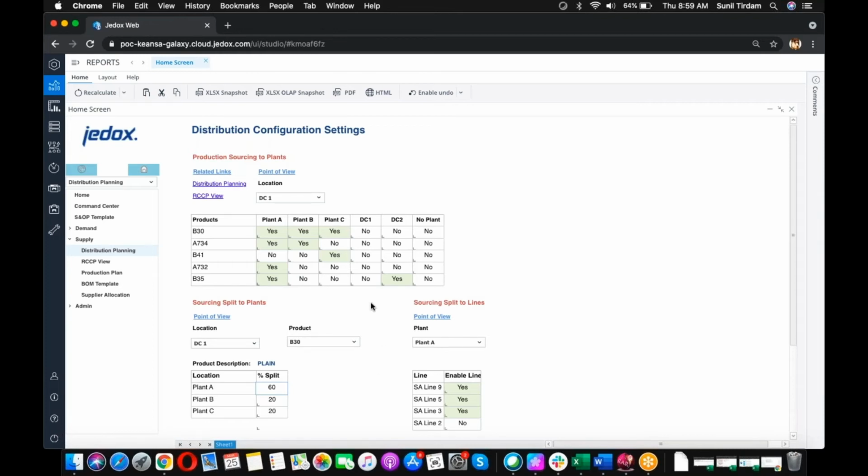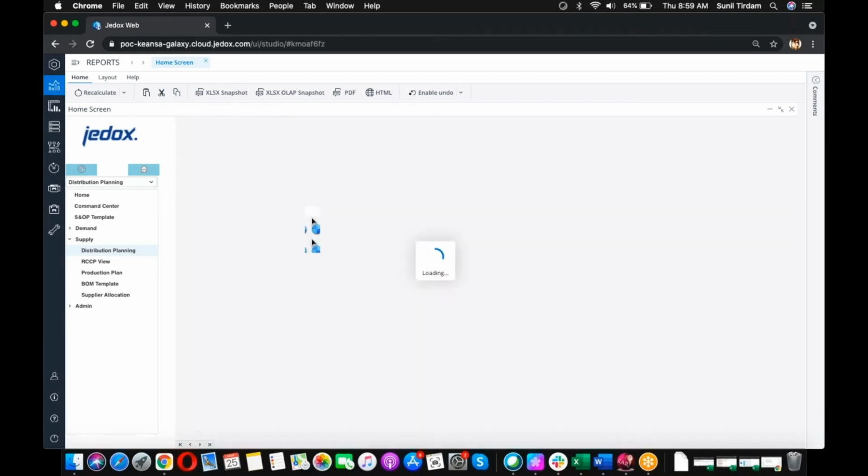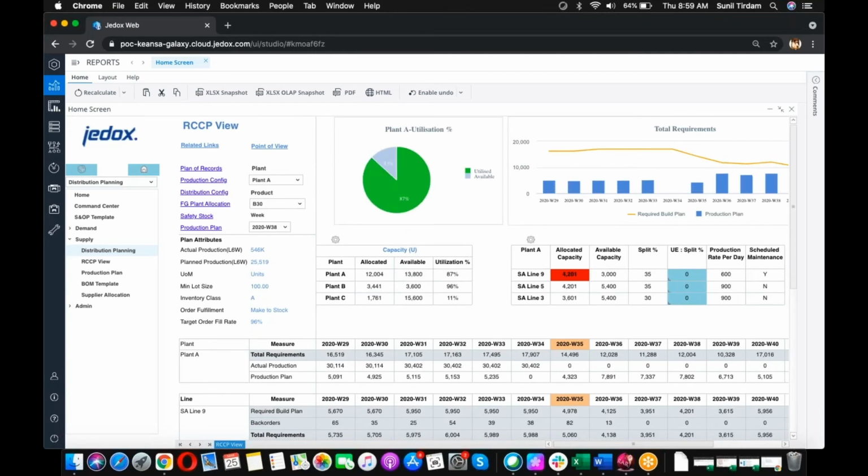From here, I would get into a rough cut capacity planning view. This is where a production planner would look at a plant and the allocated demand, and then look for exceptions in terms of overcapacity, machinery or maintenance. We are in a rough cut capacity planning view template, and as you can see, we have a product family selected.